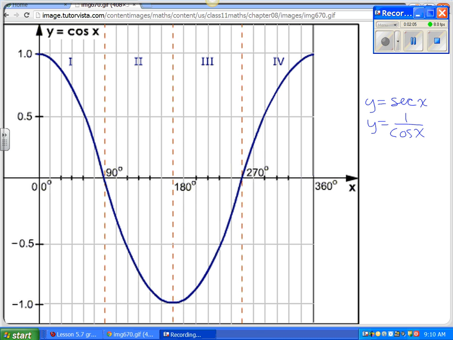So let's think about what happens when cosine equals 0. Yeah, we have issues, right? If cosine equals 0, we have issues. Why? It becomes undefined. Okay, so on your cosine curves, I want you to take your colored pencil, and I want you to circle every place on that graph where cosine is equal to 0. How many places should you have? 2. Okay, so I want you to circle them for me.